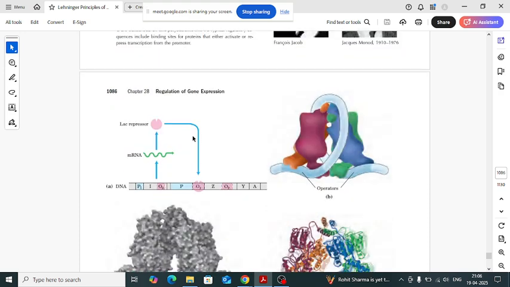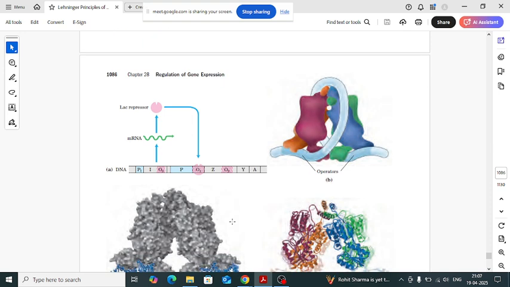Here the lac repressor, which is a protein, binds to O1, the operator region in the promoter. The operator and the promoter sites are overlapping here. So the lac repressor binds to the O1 operator so that it can block the access of RNA polymerase. When the repressor is bound, as we saw, RNA polymerase cannot come and bind, so expression will not be there.